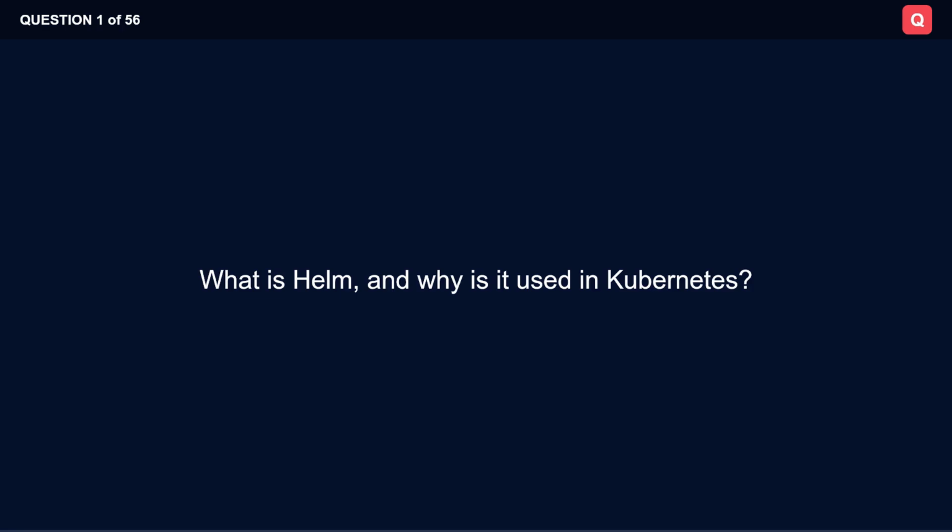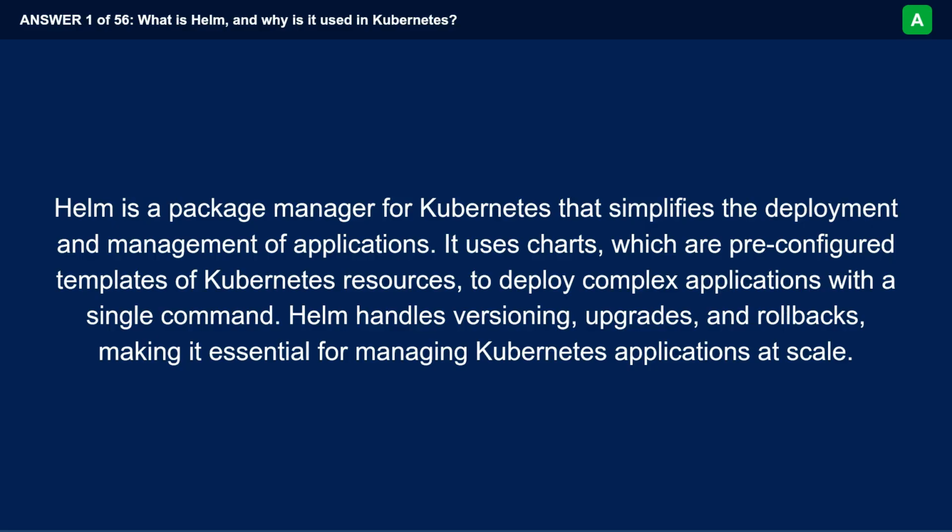What is Helm, and why is it used in Kubernetes? Helm is a package manager for Kubernetes that simplifies the deployment and management of applications. It uses charts, which are pre-configured templates of Kubernetes resources, to deploy complex applications with a single command. Helm handles versioning, upgrades, and rollbacks, making it essential for managing Kubernetes applications at scale.